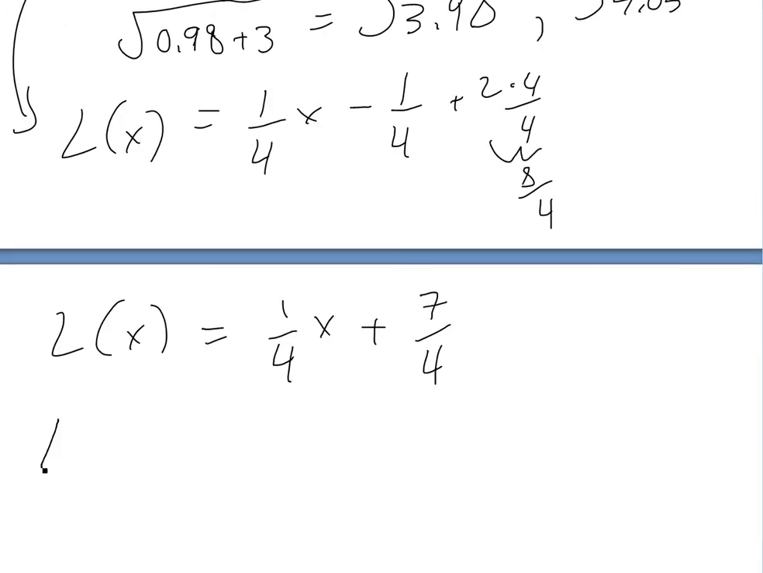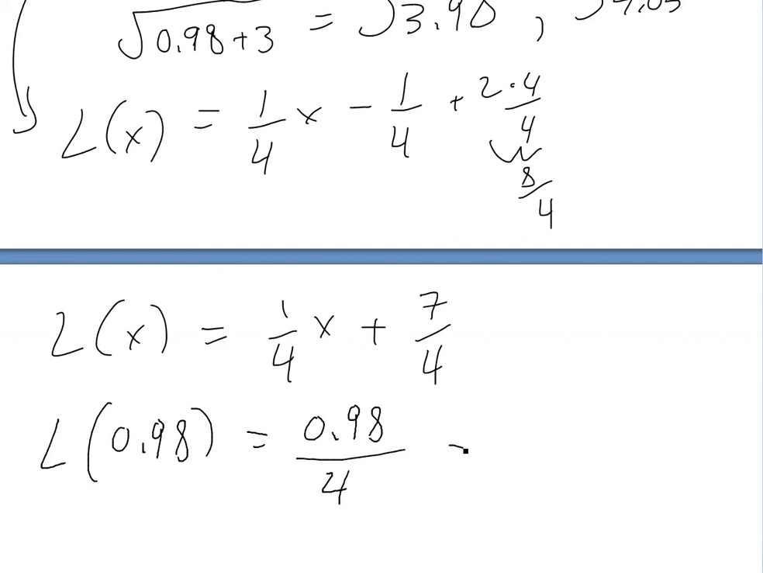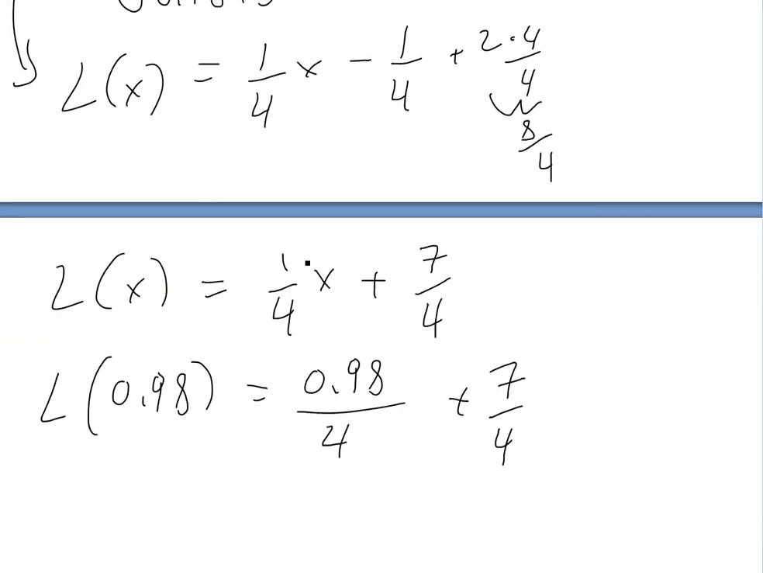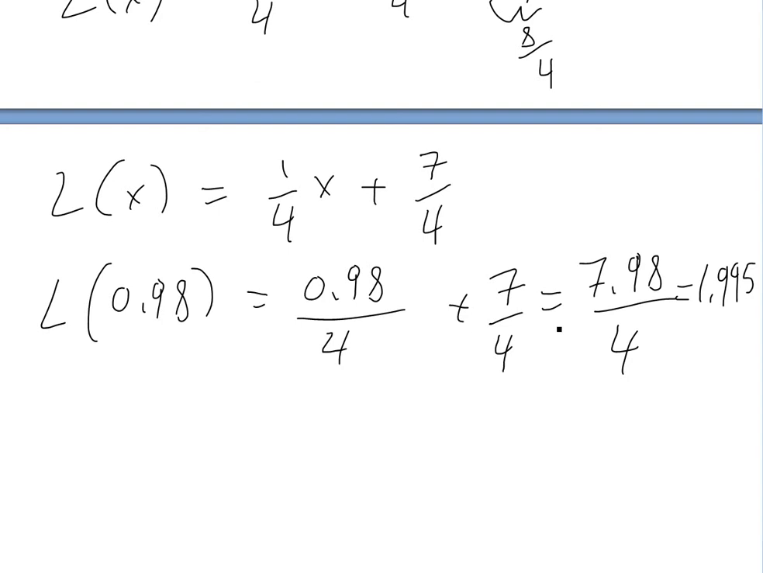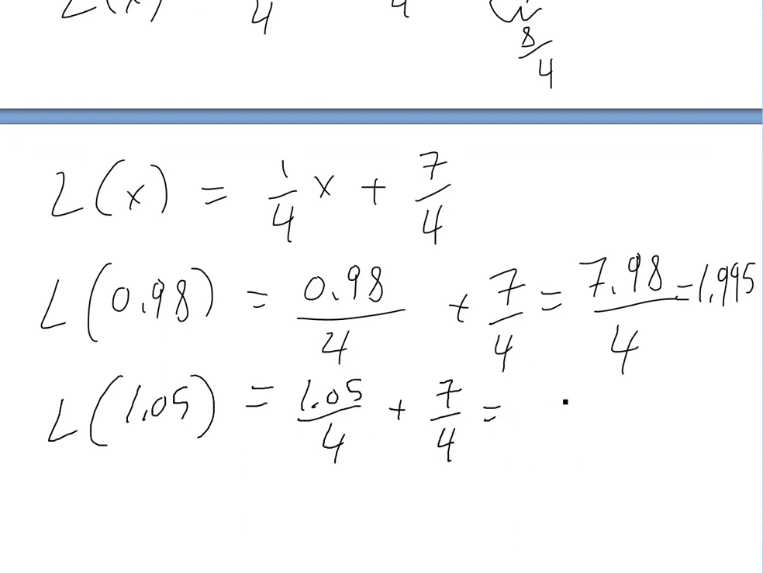Now if you want to approximate the square root of 3.98, this just equals 0.98 over 4 plus 7 over 4, which equals 7.98 over 4, so it's a bit less than 2. You could just leave it like this if you're doing a calculus exam or whatnot, but if you're putting it in a calculator, this would equal 1.995 and whatnot. And similarly for L of 1.05, this just equals 1.05 over 4 plus 7 over 4, which equals 8.05 over 4. Plugging this into the calculator, you get 2.0125.